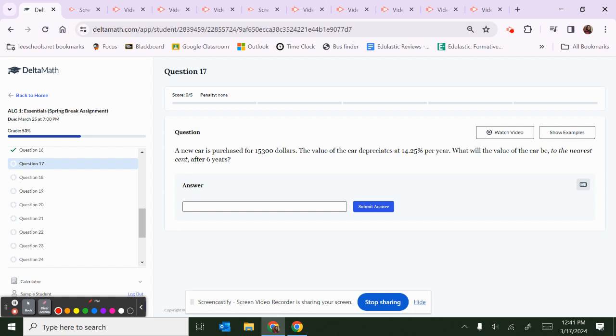The value of the car depreciates at 14.25% per year. What will be the value of the car to the nearest cent after 6 years? Anytime that you see some initial amount that's changing over some period of time by some percentage, you know that you're going to be using the general form for an exponential equation, which is y equal a parentheses r to the exponent t, all right?